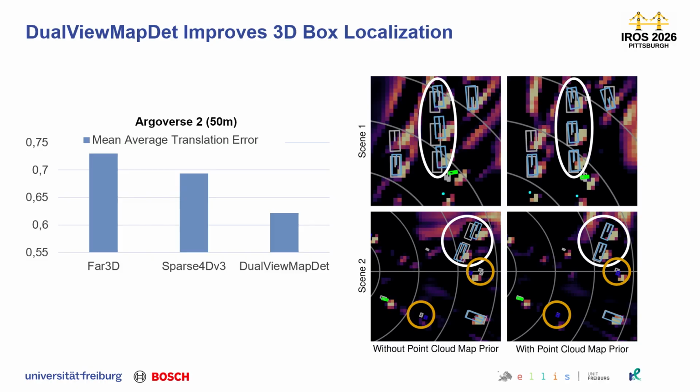This slide highlights the main effect of the map prior, namely improved 3D box localization. On the left, we show the mean average translation error on the Argoverse 2 near-range setting. Compared to far 3D and sparse 4D, DualViewMapDet substantially reduces the box translation error. This is important because the mean average translation error directly measures how accurately the predicted 3D box centers are localized compared to the ground truth boxes.